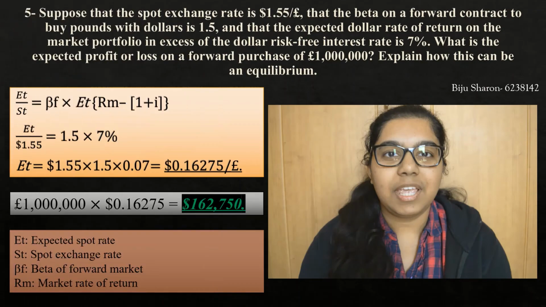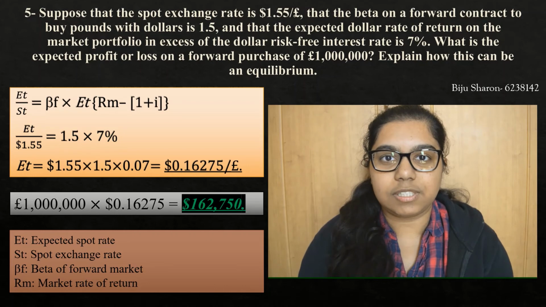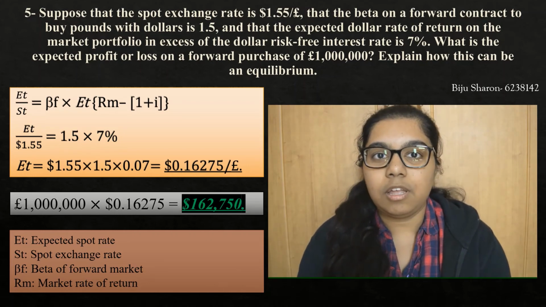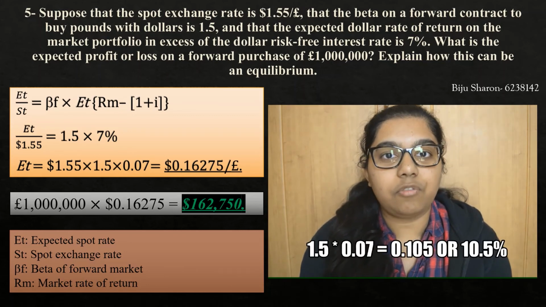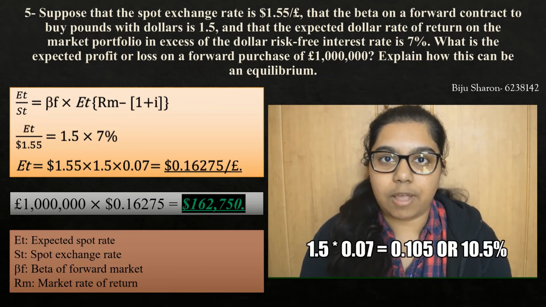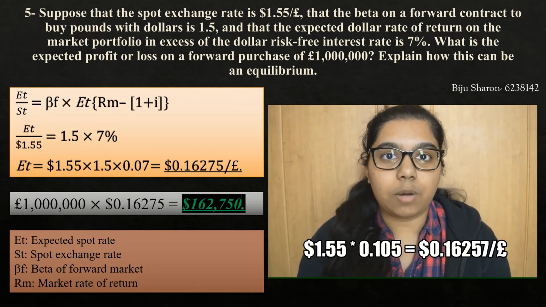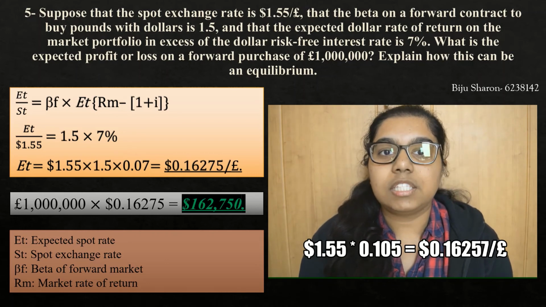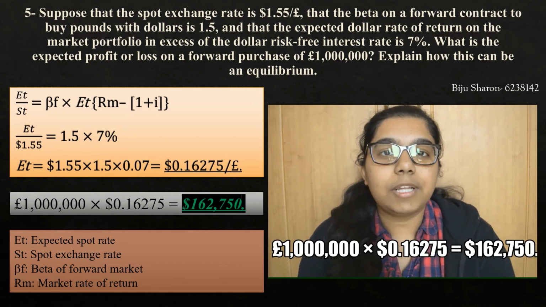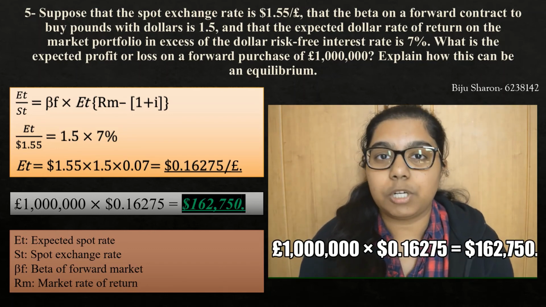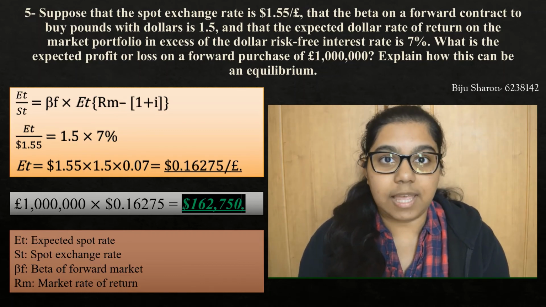The question asks us to calculate the profit and loss on a forward purchase. To do this, we use the CAPM formula, we substitute the values, and we find the difference between the expected spot rate and the forward rate, that is 10.5%. Using this value, multiplying it with the current spot rate, that's 1.55, will give us $0.1627 per pound. Multiplying this value with the amount that we wish to purchase, 1 million, will give us a profit. This is an equilibrium because of this expected gain.